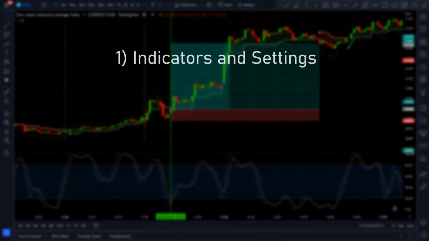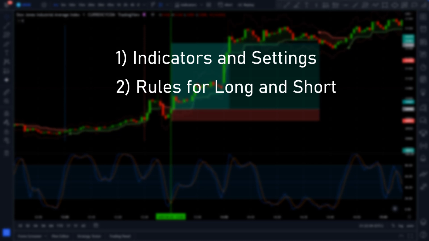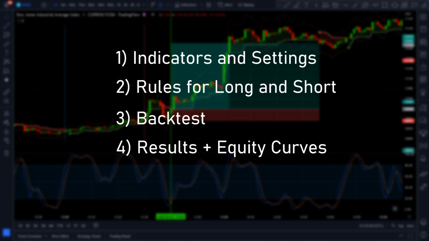First I will show you the indicators and their settings, then we will go over the rules for long and short entries. After that I will backtest the strategy on two assets, then I will show you the results with the equity curves. Finally, I will give you a few optimization tips that have the potential to make the strategy even better.